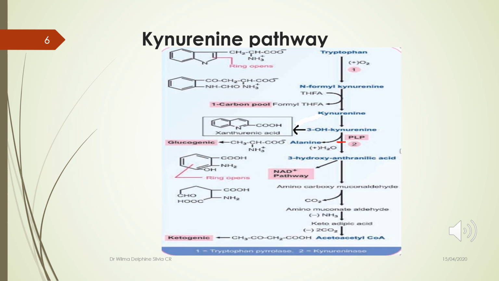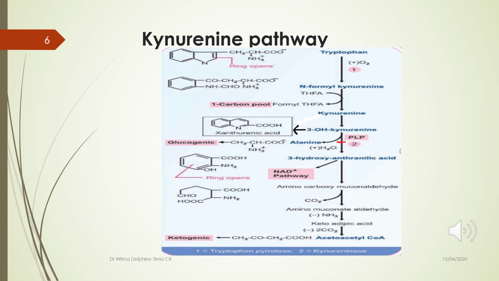So the deficiency of vitamin B6 results in failure of conversion of 3-hydroxykynurenine to 3-hydroxyanthranilic acid. Administration of isoniazid, which is an anti-tuberculous drug, induces vitamin B6 deficiency and results in excretion of xanthurenic acid in urine.